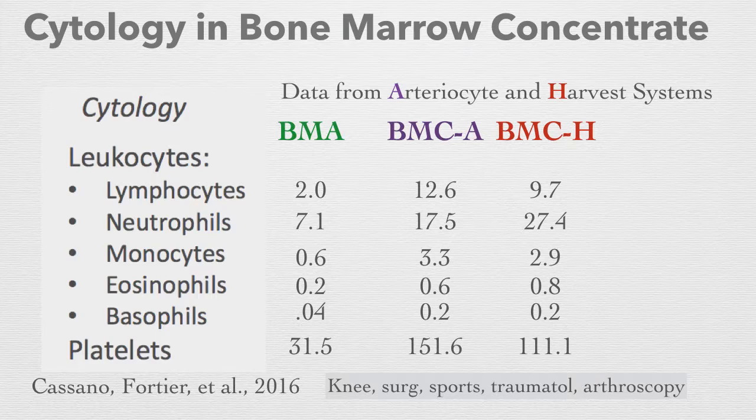You can also note that even the platelets can be further concentrated by centrifuging because that's a process that we also use to make platelet-rich plasma, for example. So either system, whether Arteriocyte or Harvest, demonstrates clearly that the cellular content in bone marrow aspirate can be further concentrated by centrifuging for varying amounts of time that depend on the commercial device being used.